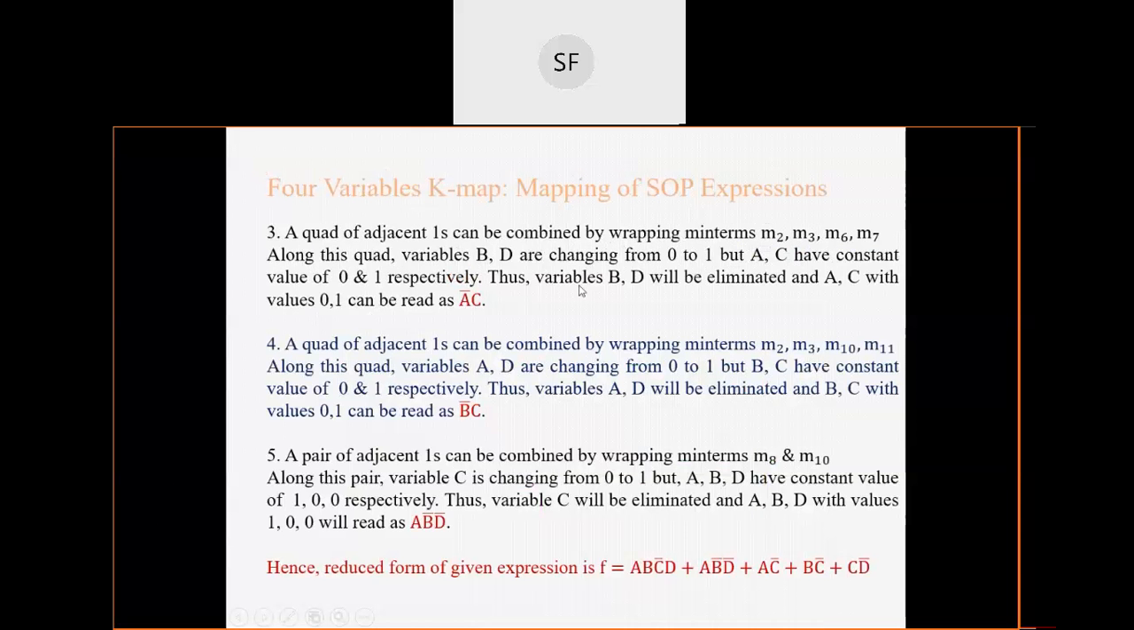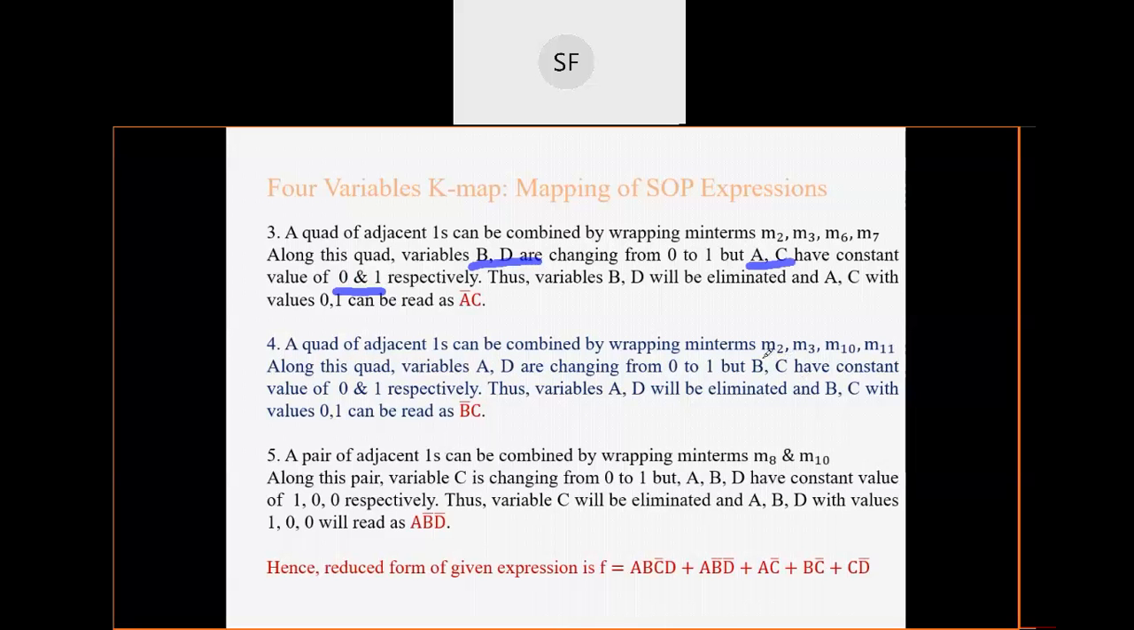Okay, so same thing I have already explained here, that for that quad BD are changing but the AC values are constant and their values are 0 1. So the value of A is 0, hence A bar is there, and the value of C is 1, hence C. Since it is SOP, this term will be in product form, and then you have to take the summation of all these terms. The remaining things also you can just go through them.